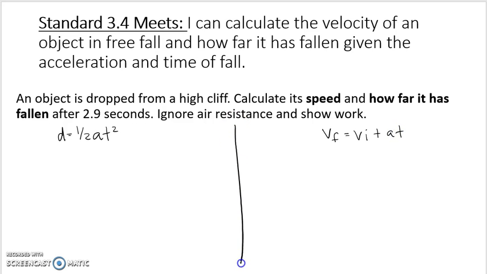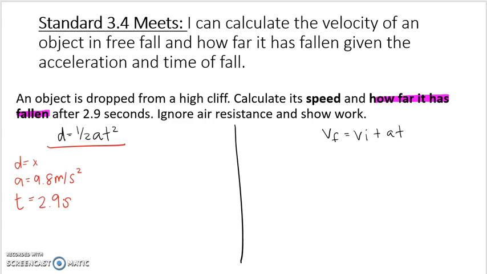I'm going to divide my paper in half so that we have space to work on both. For my distance equation, this is going to tell me how far it's fallen. First, I'm going to list my variables. D is what we're looking for. A is always 9.8 meters per second squared. And T, the problem tells us, is 2.9 seconds.